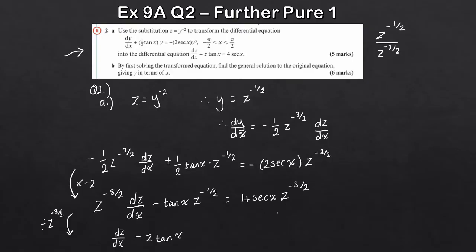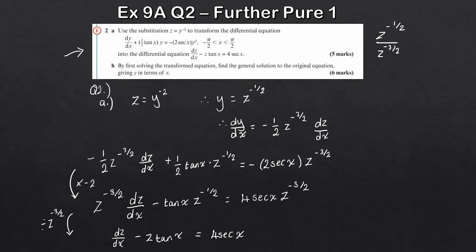And then this side here, dividing this as well by z to the minus 3 over 2, we're just going to get left with 4 sec x. And there we have it. That's exactly what we're asked to find for part A. So 5 marks for that. Hopefully nothing too crazy. Now let's have a go at solving this.